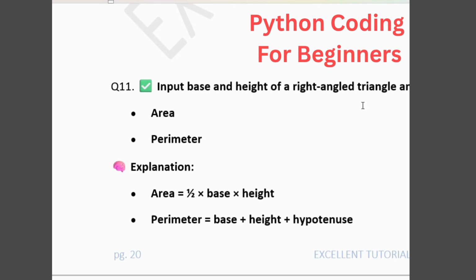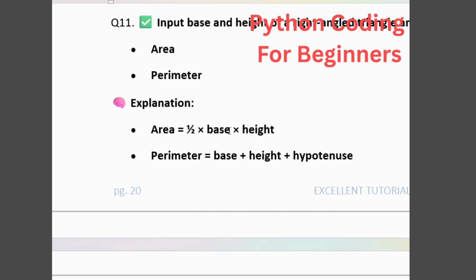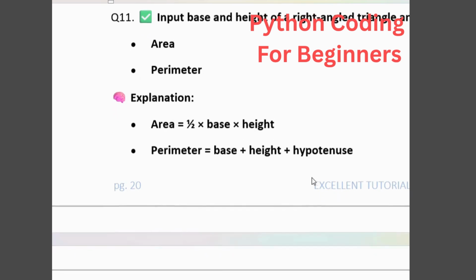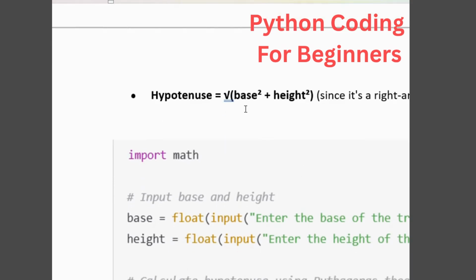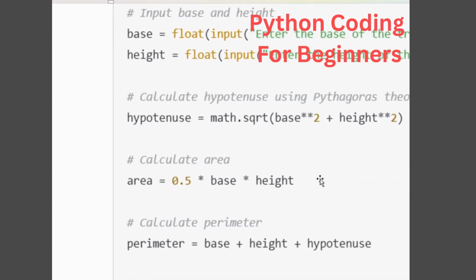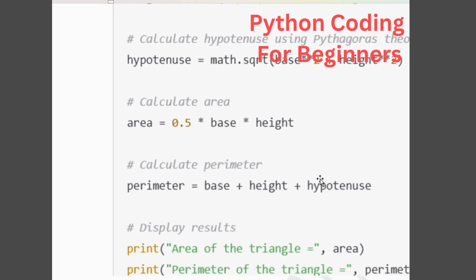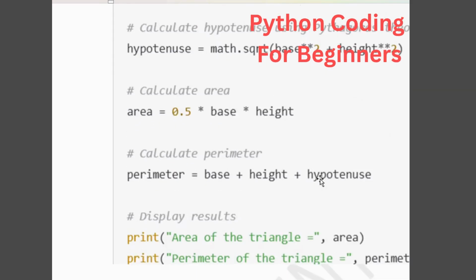Input base and height of a right angle triangle, display area and perimeter. Formula is area is half base into height, perimeter is base plus height plus hypotenuse. Hypotenuse formula is root over of base square plus height square. This is the program to find the area and perimeter of a right angle triangle.